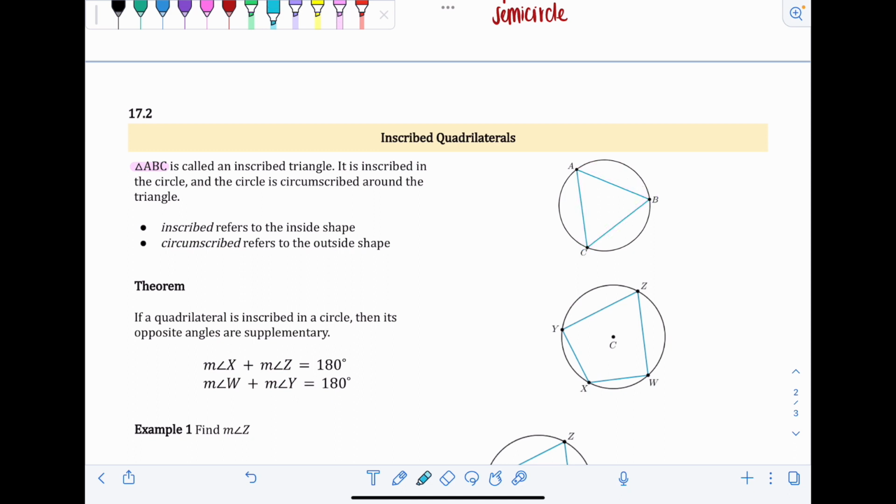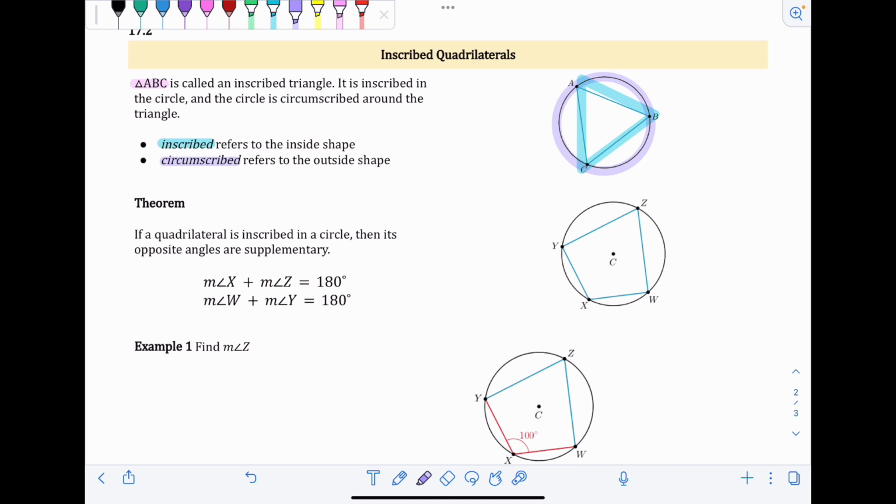So the word inscribed refers to the inside shape. So in this case, triangle ABC is inscribed. Sorry, that keeps being crooked. And then circumscribed refers to the outside shape. So in this case, the circle, it doesn't have a center, so it doesn't really have a name, but that circle is circumscribed because it's around the outside of the triangle.